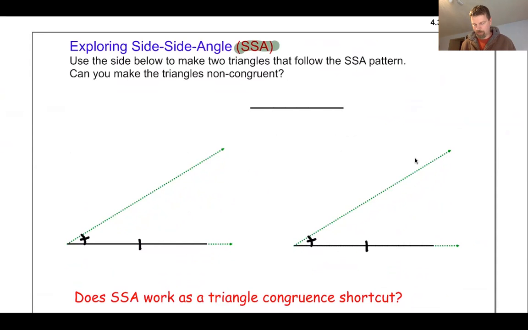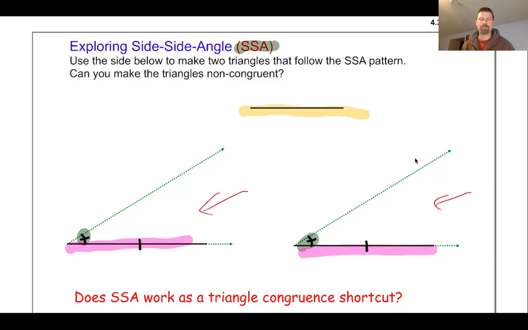So you see I've started it with an angle that's congruent to another angle. Here's a side congruent to another side. And we are going to add this last side. We're going to add that last one, and we're going to add it to the triangles. And when we add it, we're going to see if we can make two separate triangles. If we can, that is not a congruent shortcut, or if we'll be forced to make the exact same triangle. And if we're forced to make the exact same triangle, then that means side, side, angle is enough to force the triangles to be congruent, and it would work as a shortcut.